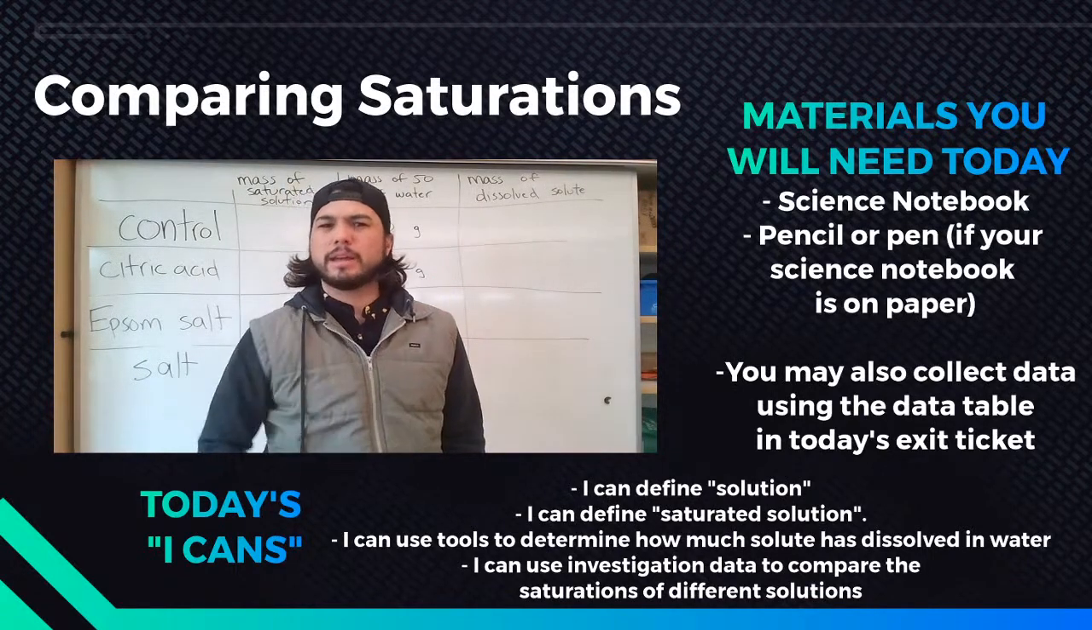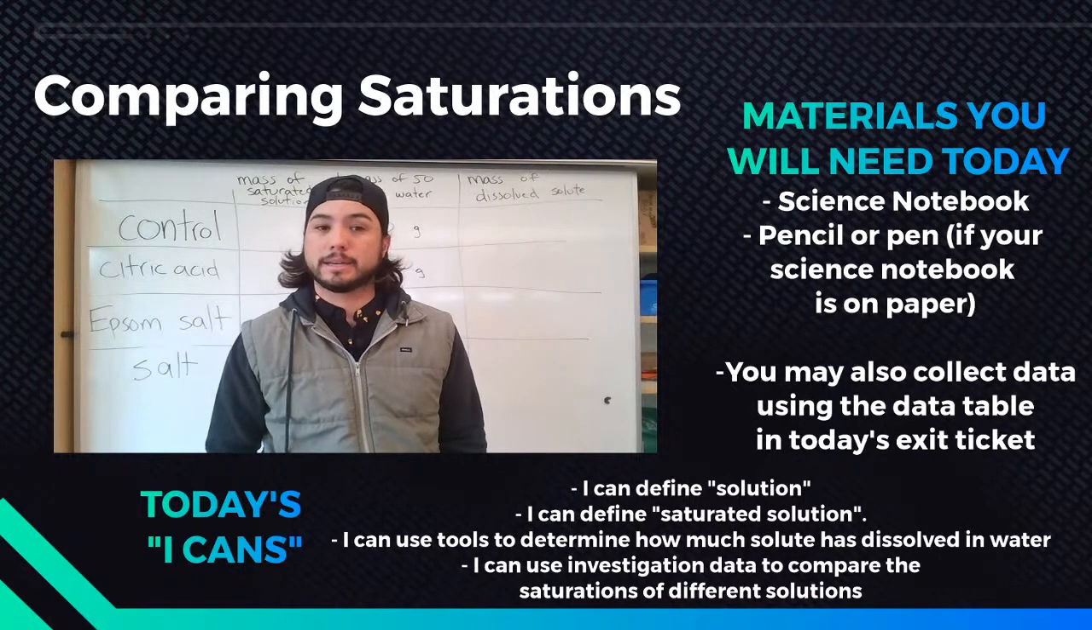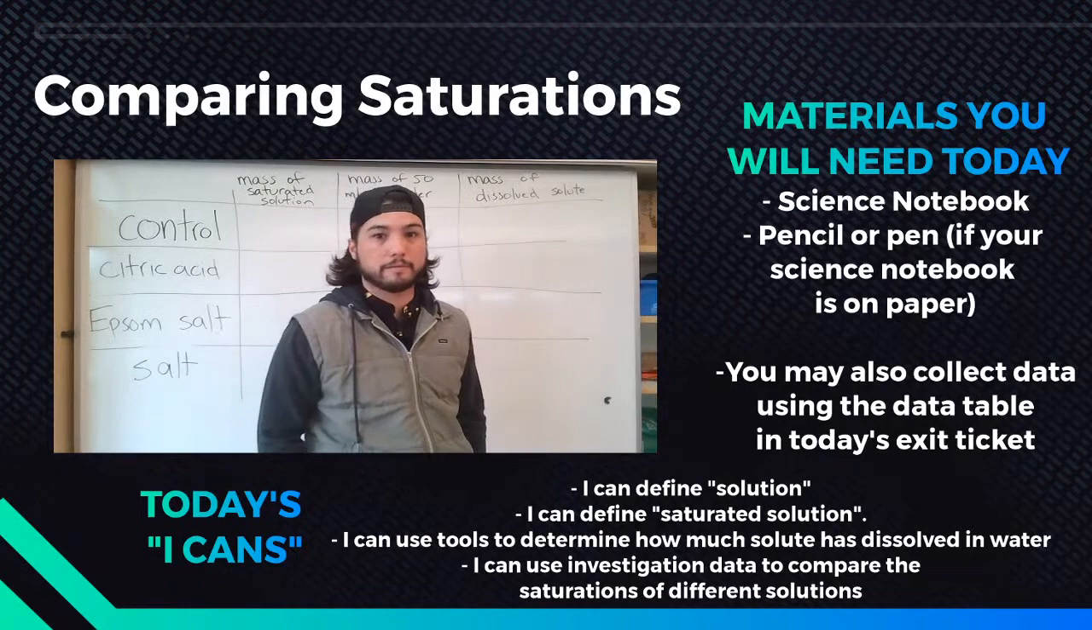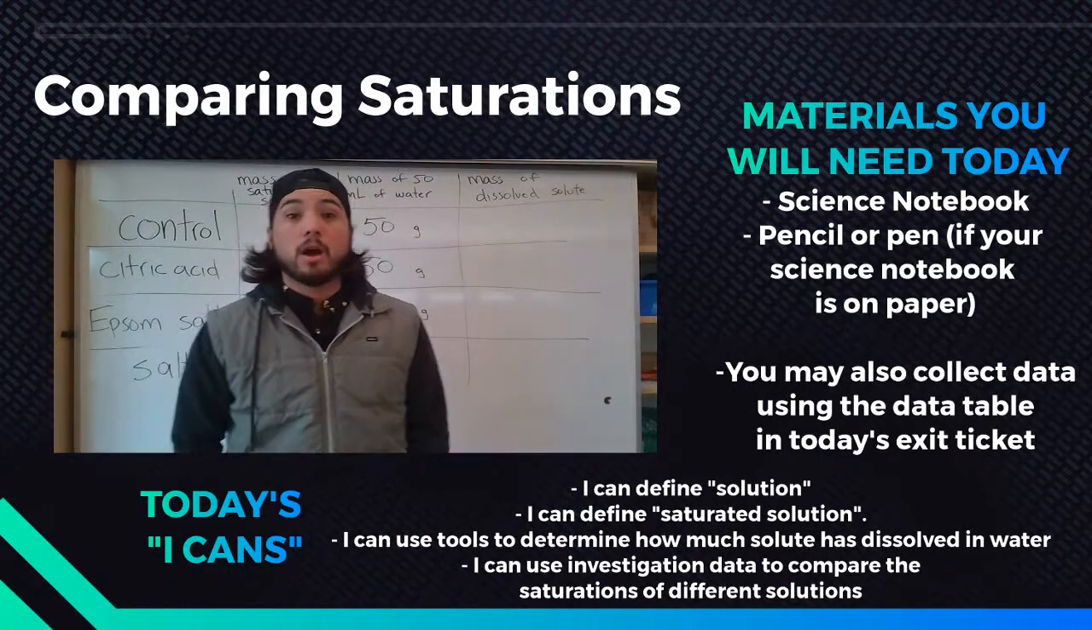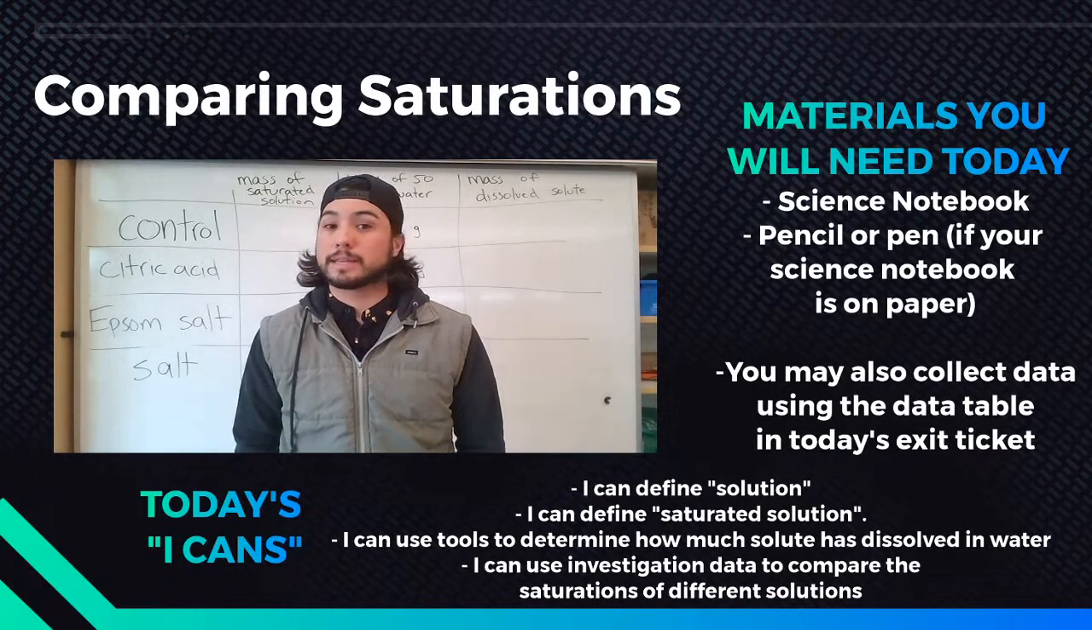Here's what you're going to need today: science notebook, pencil or pen. You can also use today's exit ticket on Google Classroom to collect data if you wish, or you can collect it on paper and then transfer that data over to Google Classroom after the lesson is over.